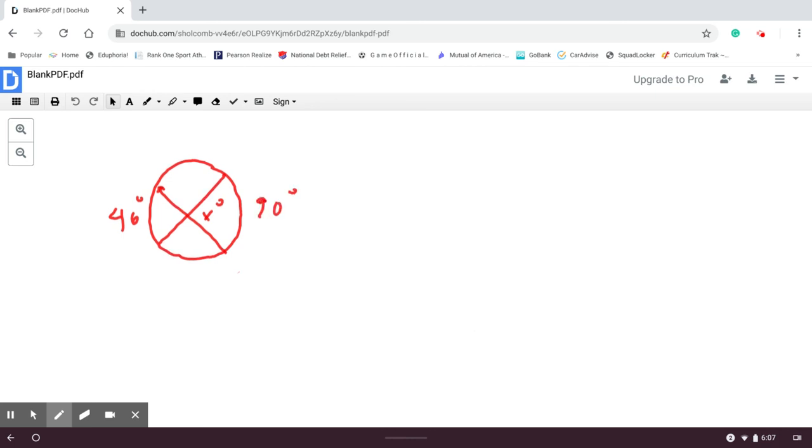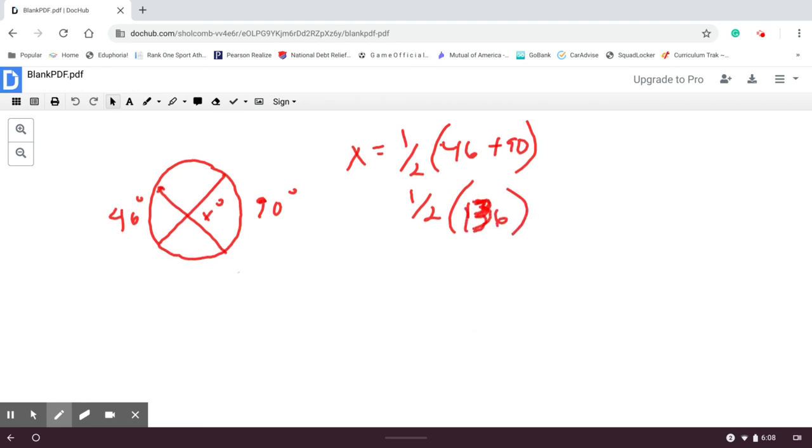Now, key thing to note is it's not in the center. If it was the center, if x was a central angle, then x would be equal to 90. Instead, x is equal to 1/2 of the sum of those two arcs, which is 46 plus 90, or 1/2 of 136. I can't get my 3 to write very good. 136 there. So that would be x is equal to 68 degrees. All right, so there's one example like that. Let's get an example of 12-14 as well.